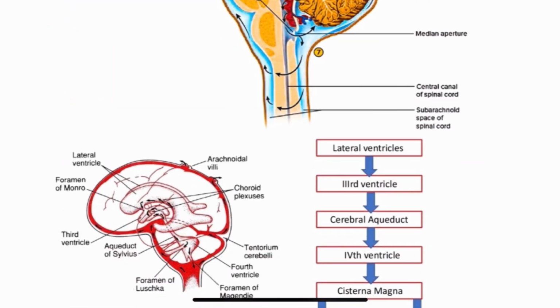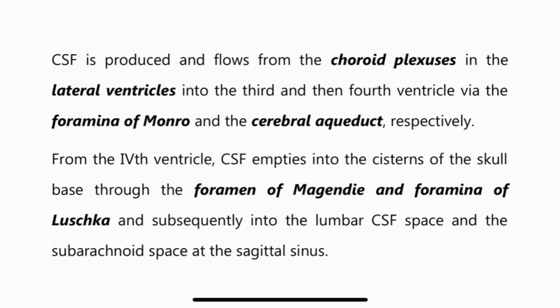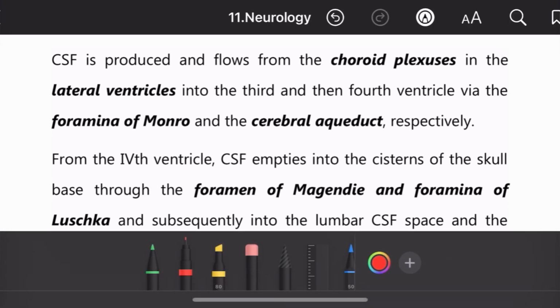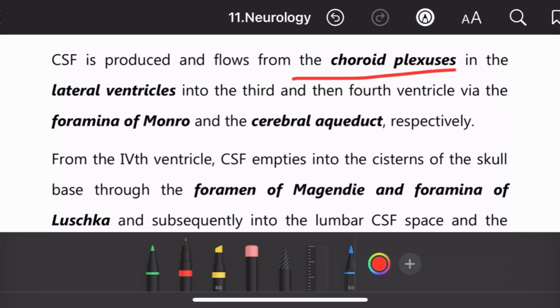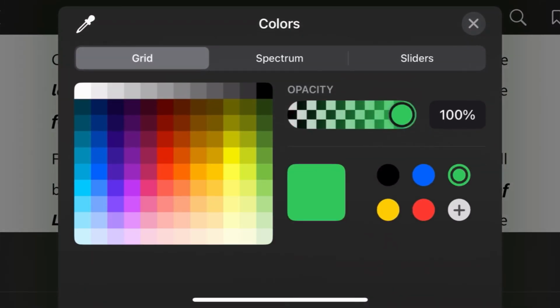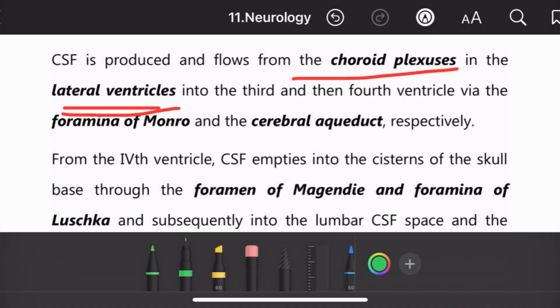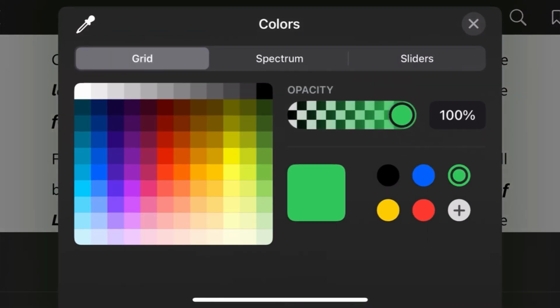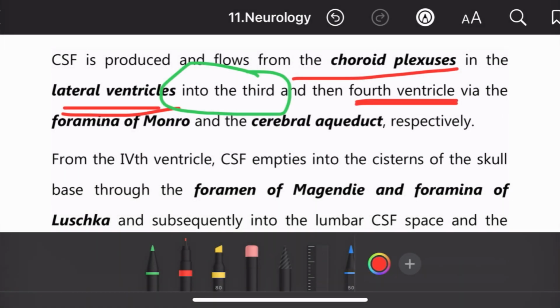Now let me come to what I have just told. CSF is produced and flows from the choroid plexuses. The choroid plexuses are the areas where it is formed, mainly in the lateral ventricles. From the lateral ventricles, the CSF is transported or circulated into the third ventricle.